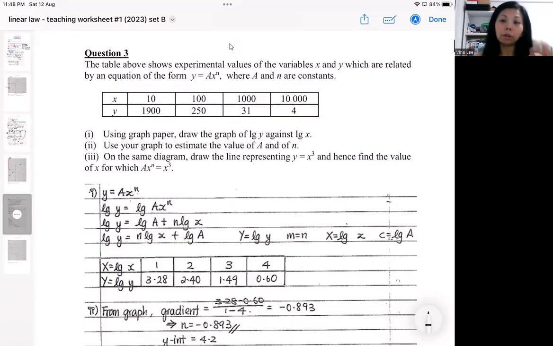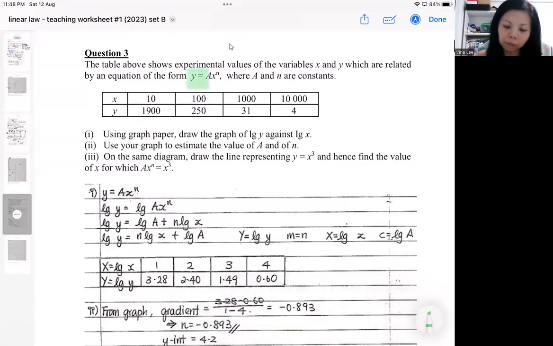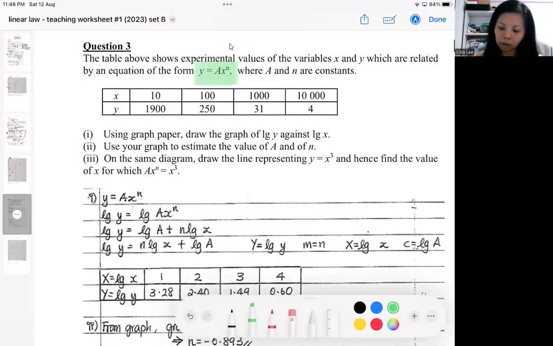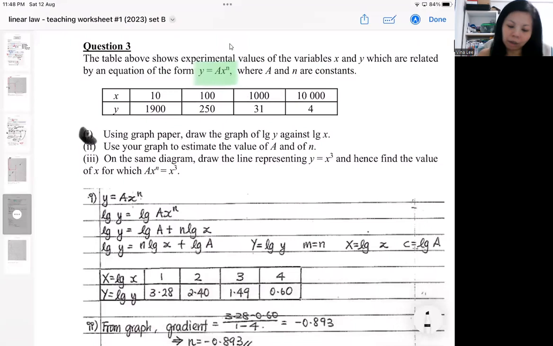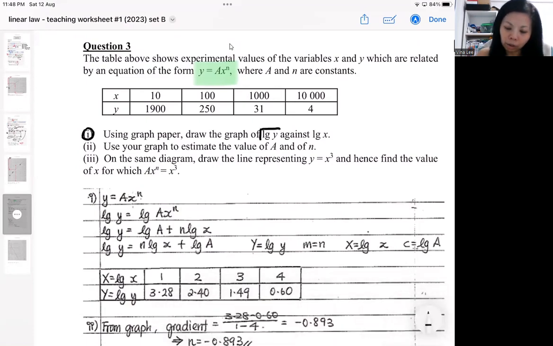Okay, this question is actually very similar to the previous question too. It is also a question where there will be logarithm because there's something in the power. Okay, so they gave you a table, but the difference is this time around they actually gave you the capital X and the capital Y, but you will still do the same linearization. So you do a LG on both sides.